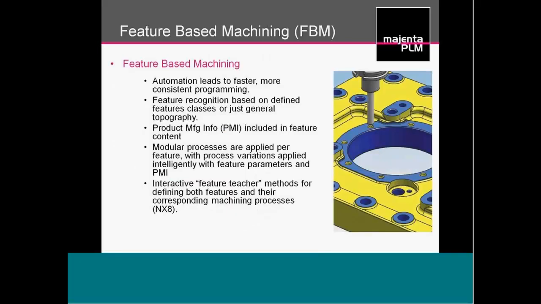So the idea of feature-based machining is that the automation leads to faster, more consistent programming, and that's quite key, the more consistent. Feature recognition is based on defined feature classes or just general topography. It will also recognise product manufacturing information, or PMI as we call it. Modular processes are then applied per feature, and various process variations can be applied intelligently by either defining feature parameters or PMI.